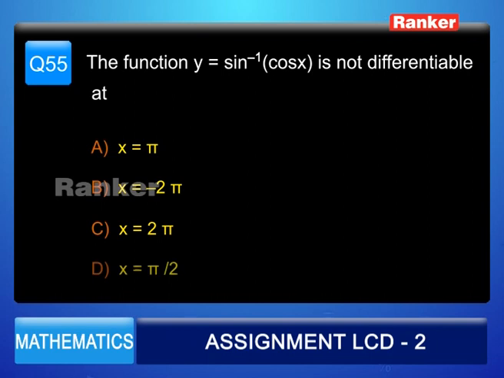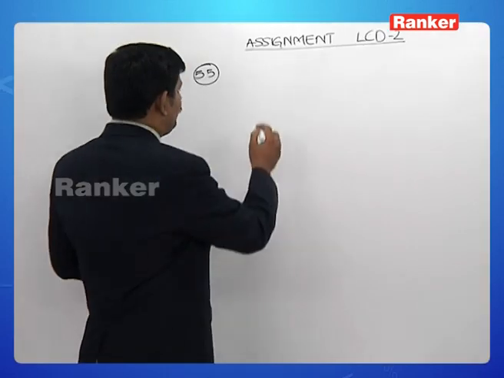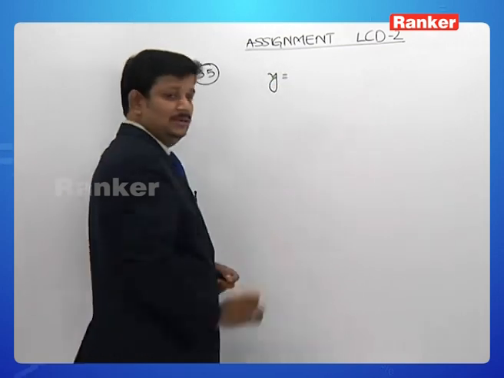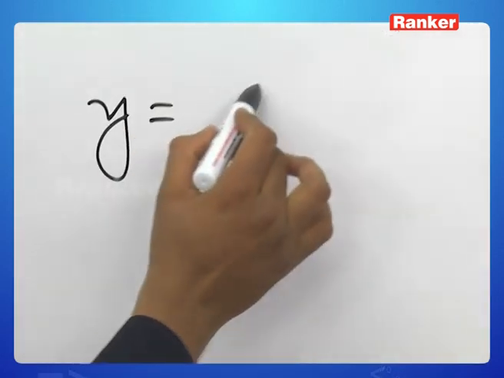Next question. The function y equal to sine inverse of cos x is not differentiable at option A, x equal to pi. Option B, x equal to minus 2 pi. Option C, x equal to 2 pi. Option D, x equal to pi by 2. In this question, we need to discuss differentiability of the function y equal to sine inverse of cos x.